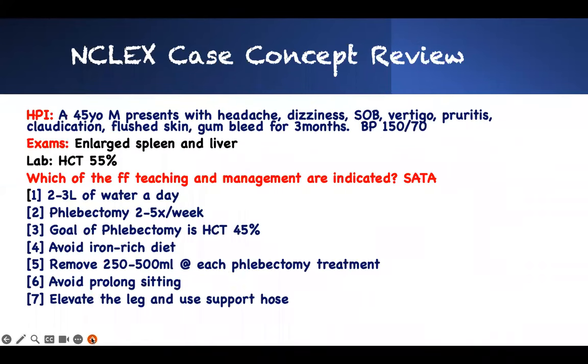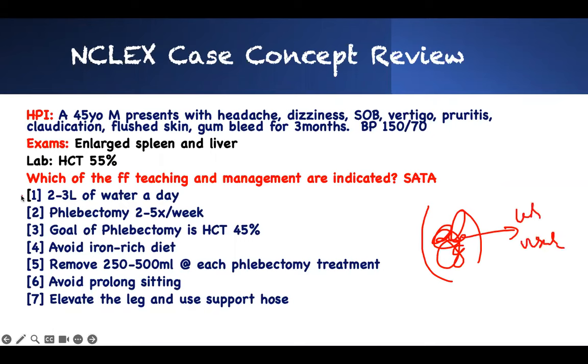Now that we've made the priority finding, we know which one we have to follow up on. Which of the following teaching, how would you manage the patient? Somebody with a hematocrit of 55%, his spleen is enlarged, he has gum bleeding, dizziness, headache, hypertension. What do you want to do? We want to make the blood less viscous. So this is the blood, it's so thick, okay? If I can make it less viscous, that's fine.